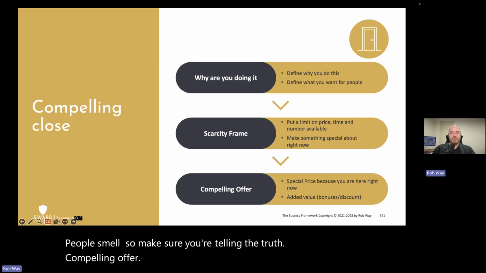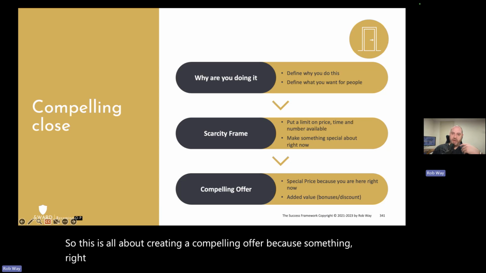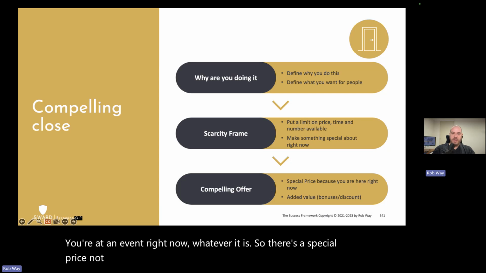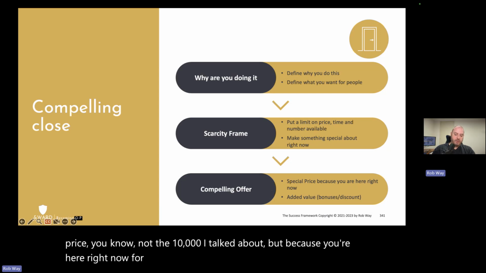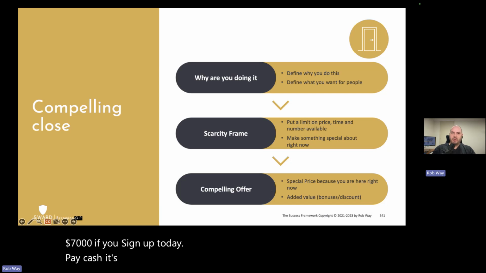So this is all about creating a compelling offer because something right now is happening. We're having a conversation right now. You're at an event right now, whatever it is. So there's a special price, not the 10,000 I talked about, but because you're here right now, for anyone that wants to go into a 6-week sprint, $7,000 if you sign up today. Pay cash, it's $5,000. Special price because you're here now.